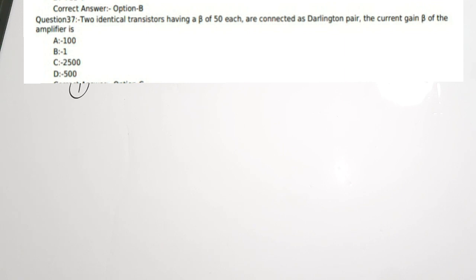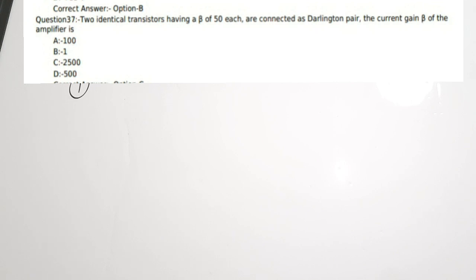Okay, so the first question is, two identical transistors having beta of 50 each are connected as Darlington pair. So Darlington pair is a type of amplifier. We have discussed in a video on all the basic variations of amplifiers. The Darlington pair is another type of amplifier, and the question is asking the current gain beta of the amplifier. That is, when two identical transistors are connected in a Darlington pair type of connection, what will be the current gain or the beta value of this Darlington pair?